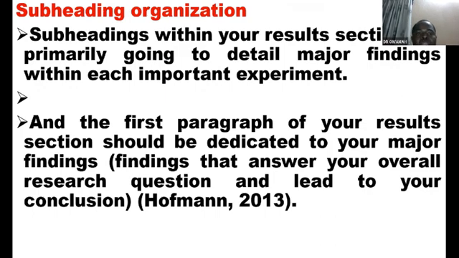So in the subheading, it is telling us if it is about physiochemical parameters, it should dwell on physiochemical parameters and finish it up before you move to the next one. And the first paragraph of your results section should be dedicated to your major finding, just like I've also said, the finding that answers the overall research question and leads to your conclusion.